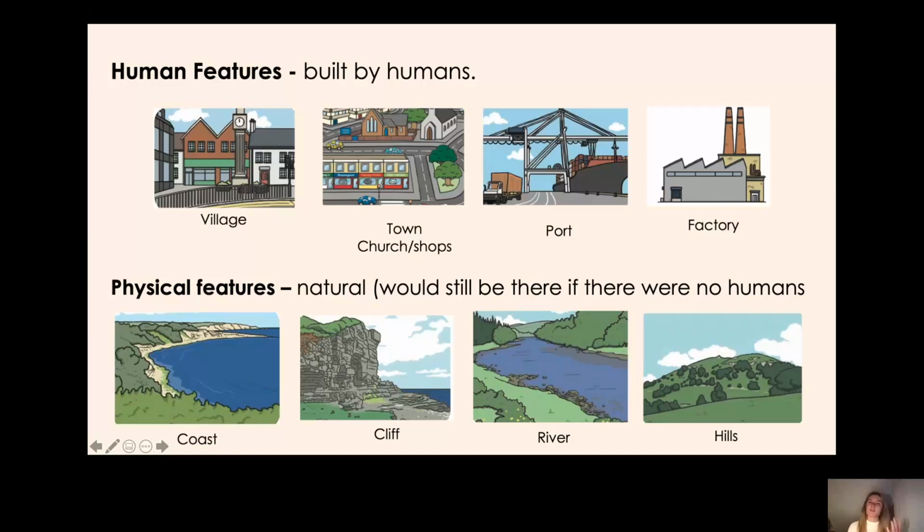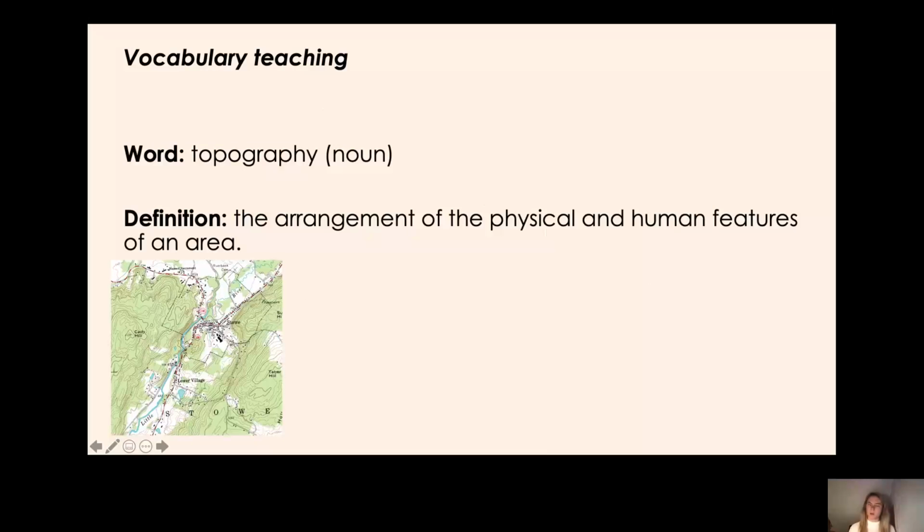Okay, so human features are built by humans, physical features are natural. Now, we have got our word that I said we will know what it means by the end of the lesson here, which is topography. Now, topography is a noun, and it means the arrangement of both the physical and human features of an area. So how the physical and the human features of an area are arranged. So where are they in comparison to other features? That is what topography is.